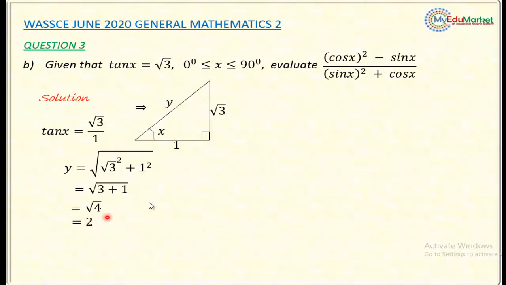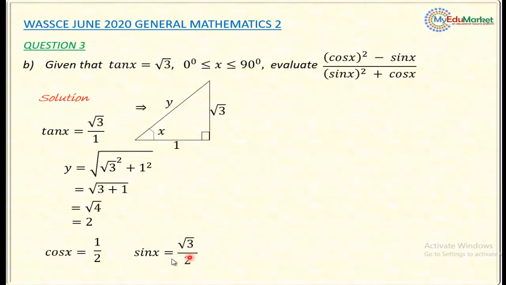So I can now obtain my cos x and my sin x, because I have all three sides of the right angle triangle. Starting with cos x, it is the adjacent divided by the hypotenuse. The hypotenuse is y, which we have as 2, and the adjacent is 1. So cos x is 1 over 2. Then sin x is the opposite divided by the hypotenuse. Opposite is root 3, hypotenuse is 2. So sin x is root 3 all over 2.